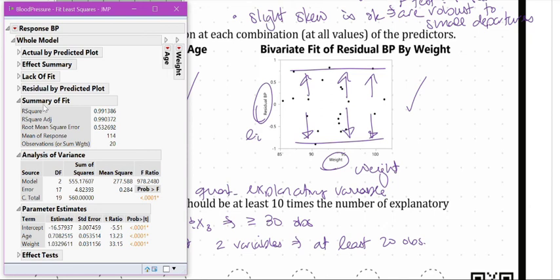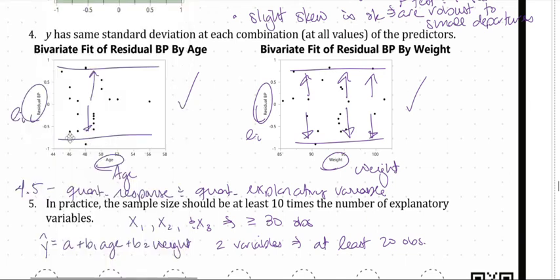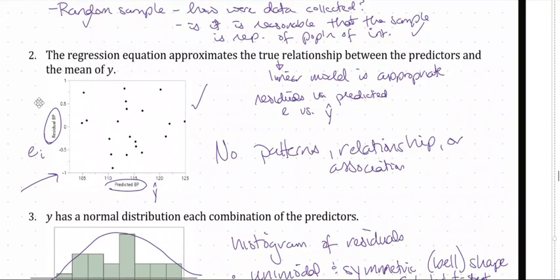Here we've got my summary of fit, my R squared: 99% of the total variability in blood pressure is explained by using age and weight. I have my analysis of variance, and I have my parameter estimates. We interpreted this in a previous video. What I want to do now, though, is get my residuals and my predicted values saved so that I can plot them.